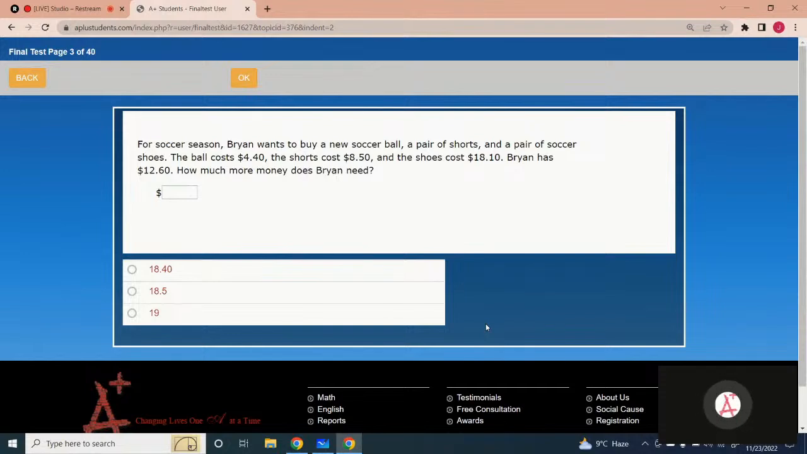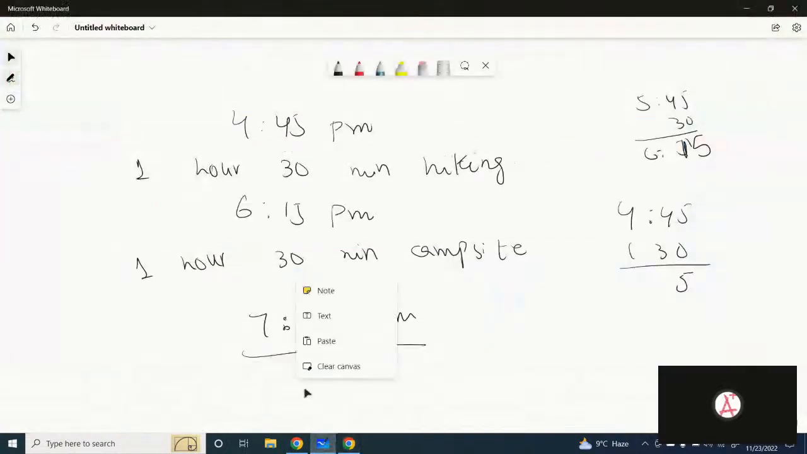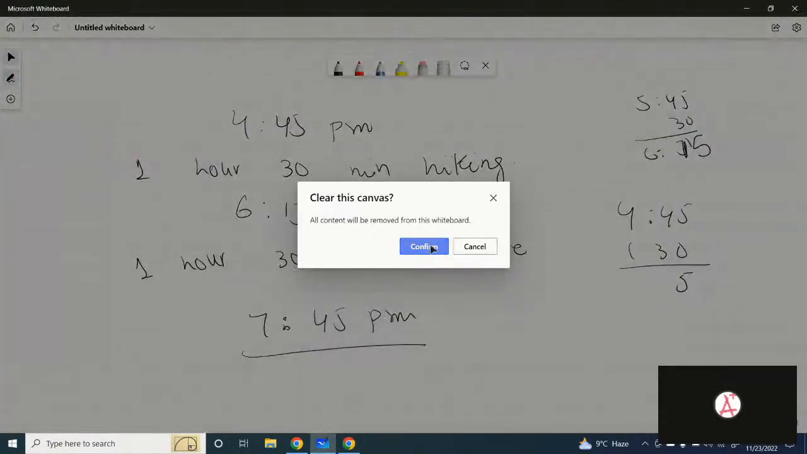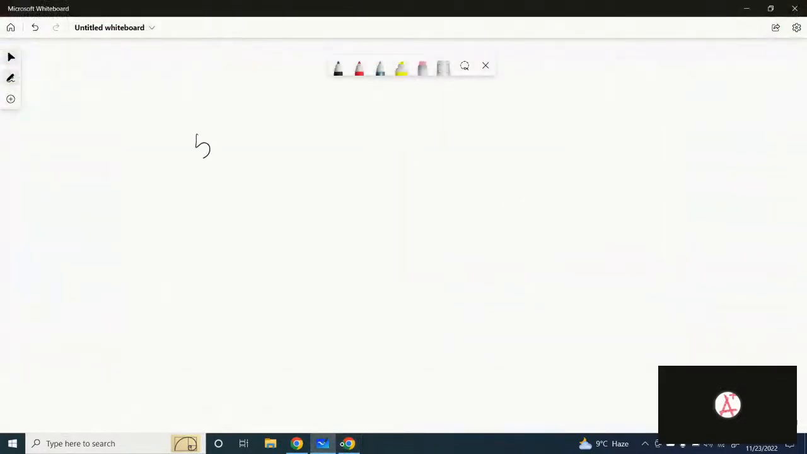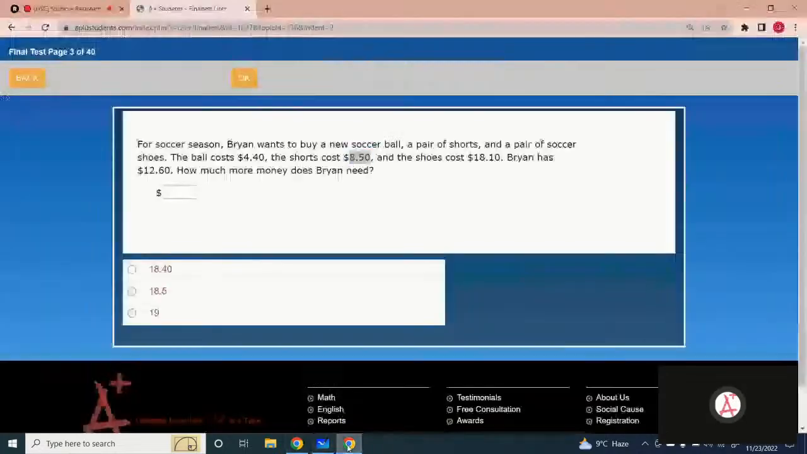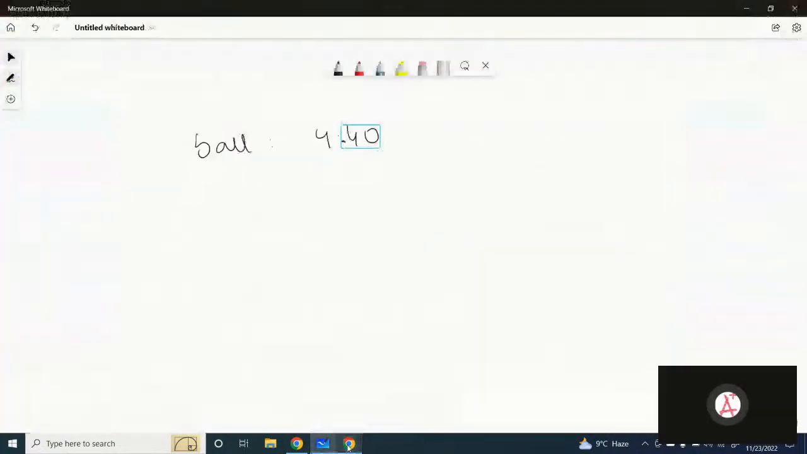Okay, first add all the amounts: the amount for the ball, the amount for the shorts, and the amount for the shoes. Let me just add all the amounts. For the ball, he needs $4.40. For the shorts, $8.50.